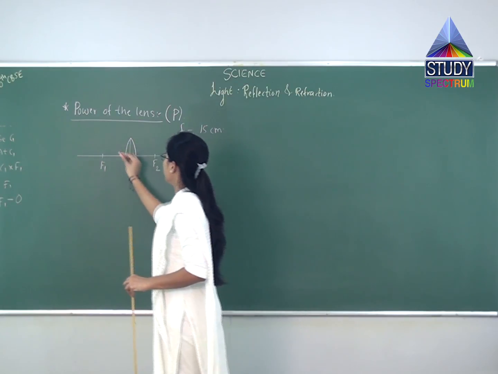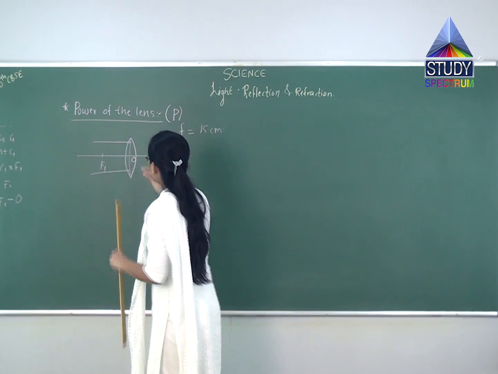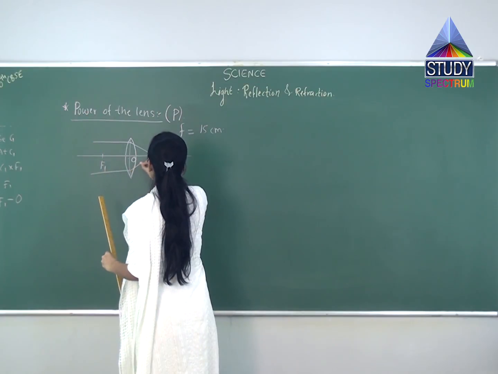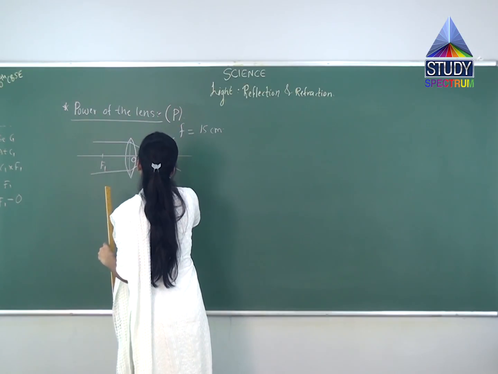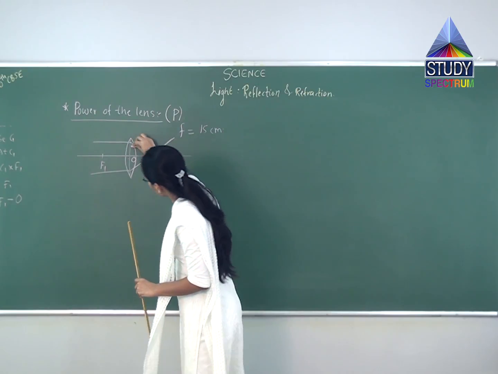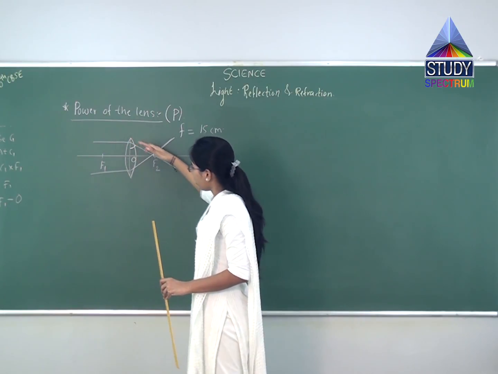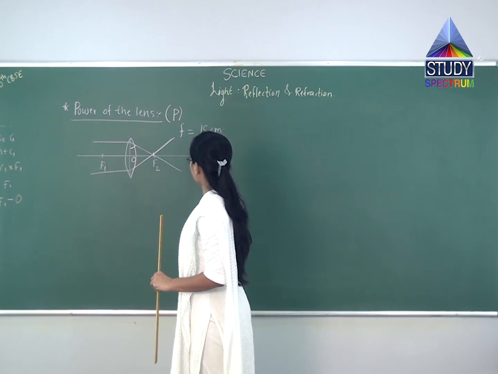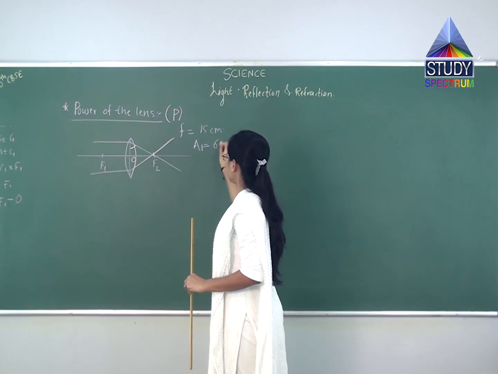Then if the rays are traveling parallel, according to our condition they will get converged at this focus, right? This was the first case. Now suppose the angle by which they get converged I am writing as A1. In the first case it is 60 degree.